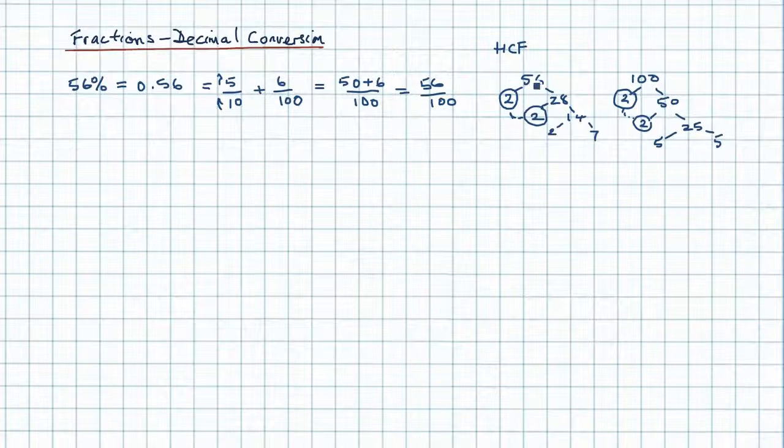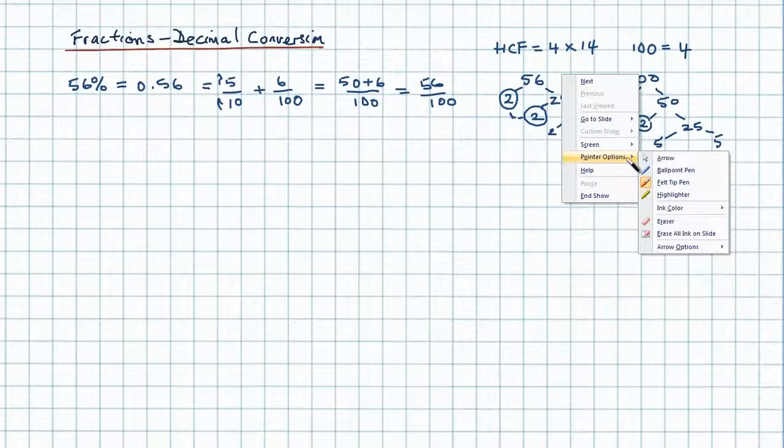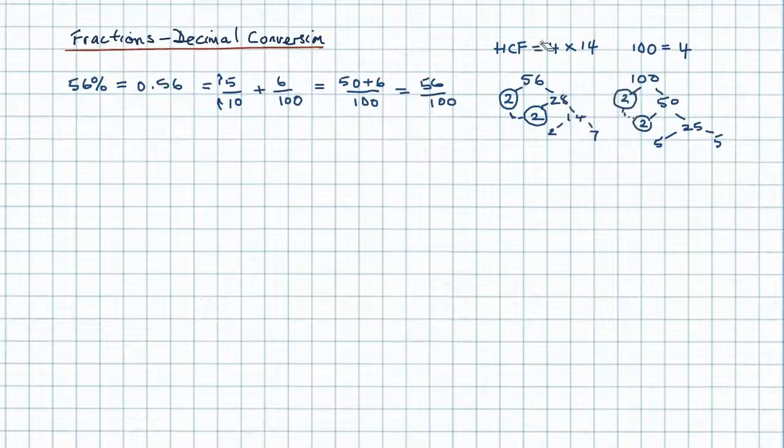So we can say the HCF of 56 is 4 times, well, whatever's left. We've got 14. And we can say the HCF of 100 is 4. Well, I shouldn't say equals because this is just the factors at the moment. Let's just erase that. So we've found the highest common factor is 4, so we're just rewriting these numbers. We've got 100 broken down now into 4 times 25.